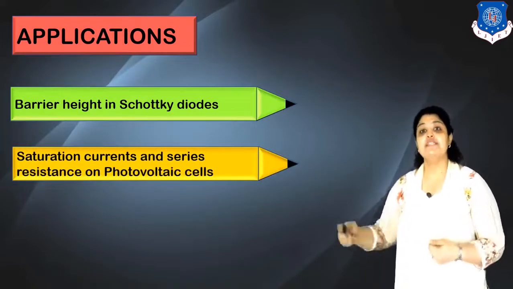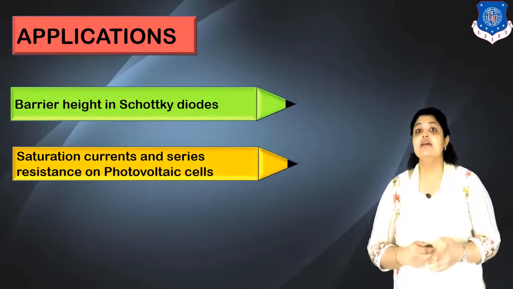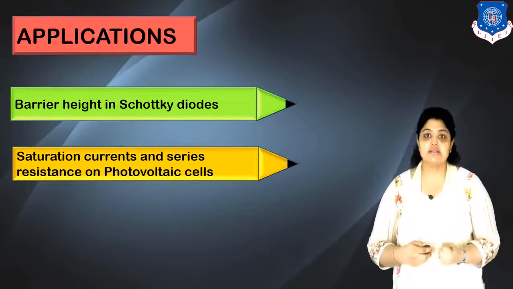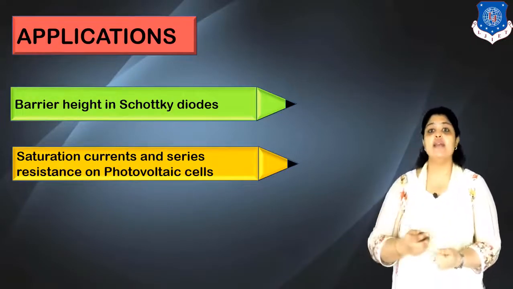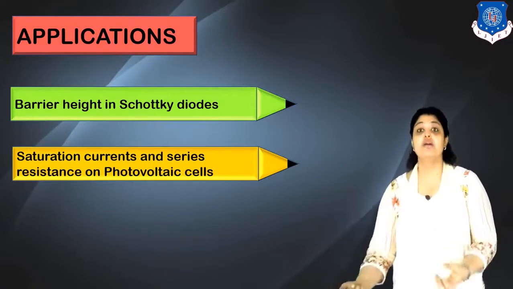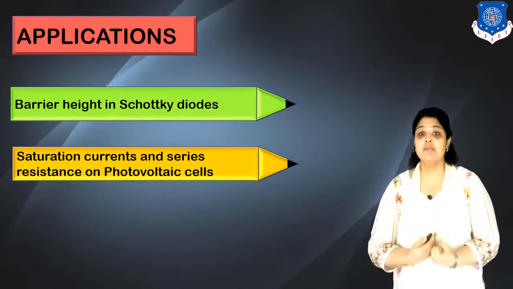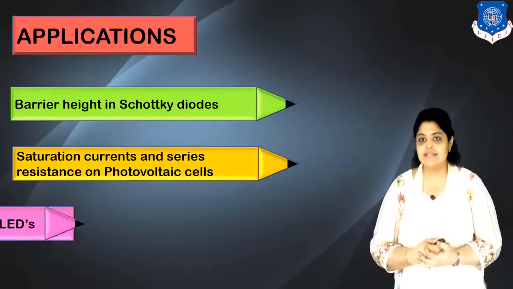Next, we have saturation currents and series resistance in photovoltaic cells. They matter because photovoltaic cells actually work like a battery. They do not require any external supply. They only absorb sunlight and give us output. So the resistance should be minimum. So studying this can minimize the losses of photovoltaic cells.